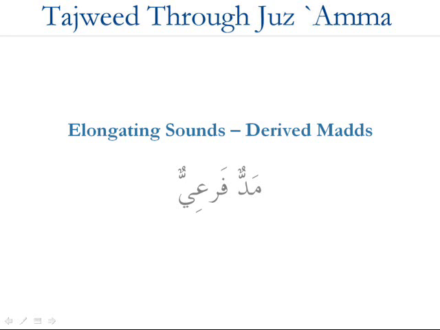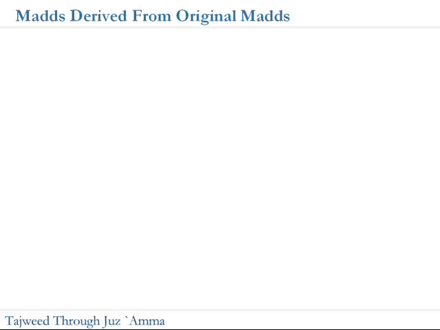Elongating sounds, derived mads. So we've already covered what the original mads are, and the derived mad is essentially the original mad with some extra rules, in which case the lengths, or the count of the elongation, will change. The derived mad is known as mad fara'i, and there are a few different rules that surround this, and we're going to put them here on the slide as a summary.